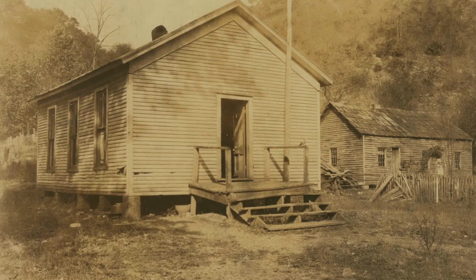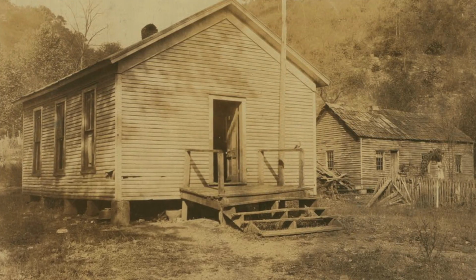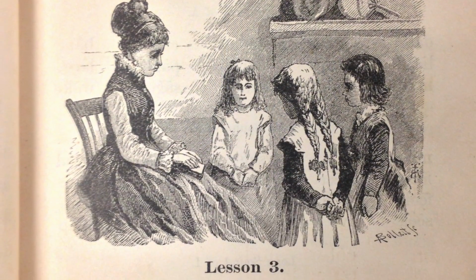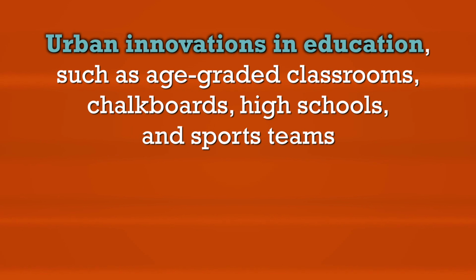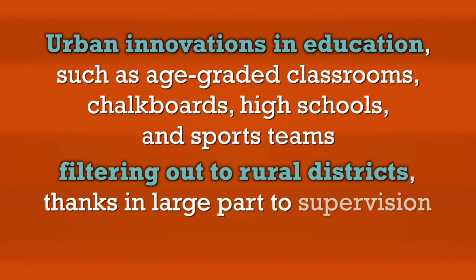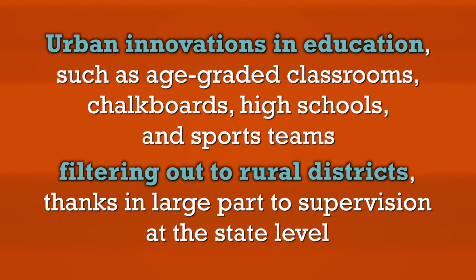Take their dogged efforts to make schools general and uniform, language that you'll find in state constitutions across the United States. This was a way to equalize opportunity in rural areas, but it required raising the standards for textbooks and teaching so that urban centers weren't completely outpacing the rural ones. This became a well-worn pattern for the next century. Urban innovations in education, such as age-graded school classrooms, chalkboards, high schools, and sports teams, filtering out to more rural districts, thanks in large part to the supervision of schools at the state level.